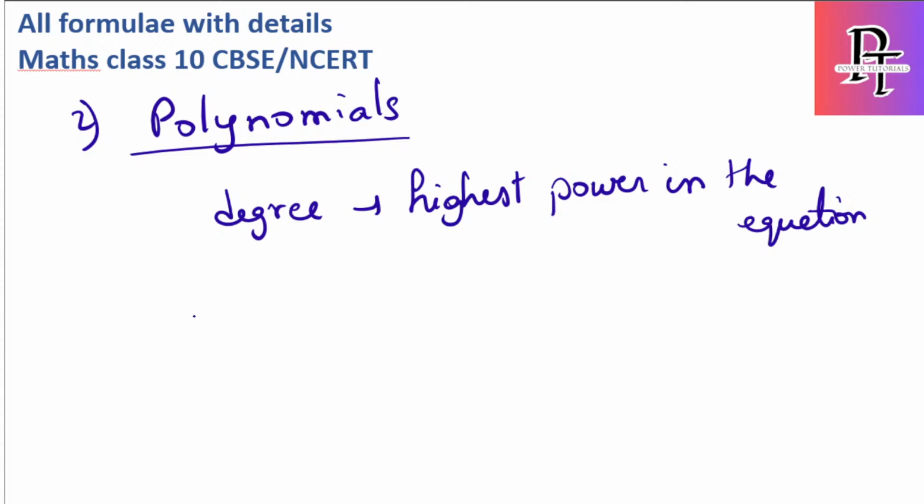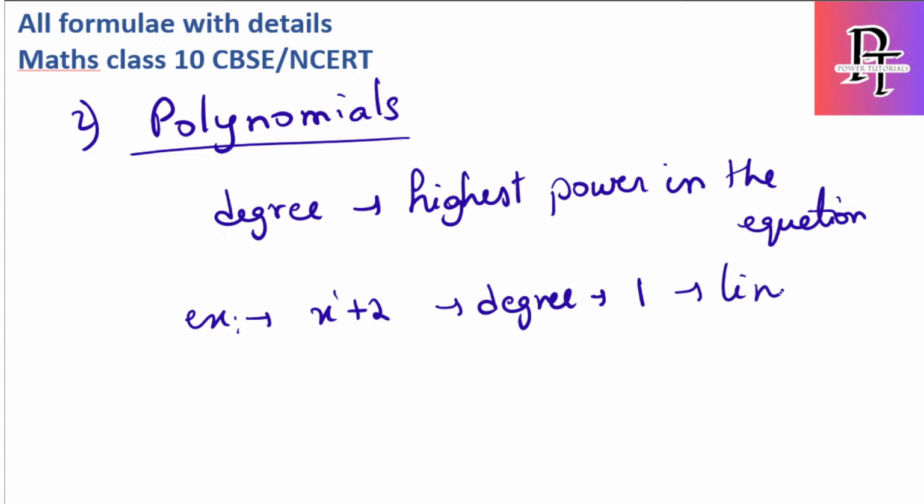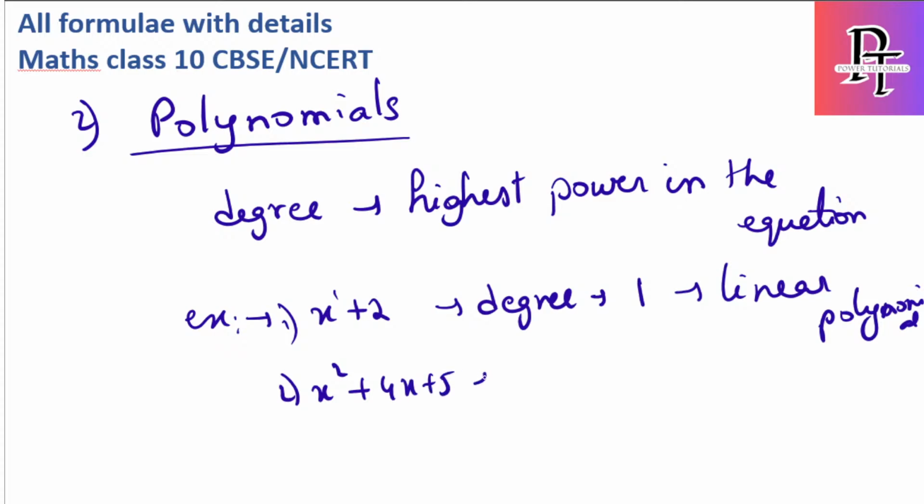For example, if I have the equation x plus 2, here the highest power, if nothing is mentioned, you have to assume it as 1. So here the degree is 1. If the degree is 1, we call it a linear equation or linear polynomial. If the degree is 2, it means it should have the highest power as 2. So here the degree is 2 and we call this a quadratic polynomial.